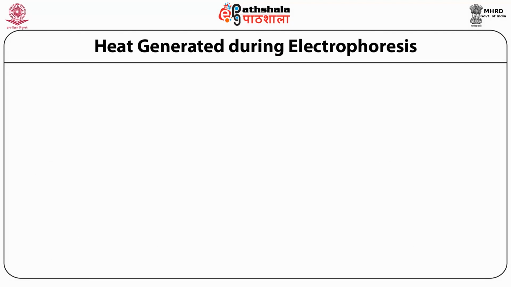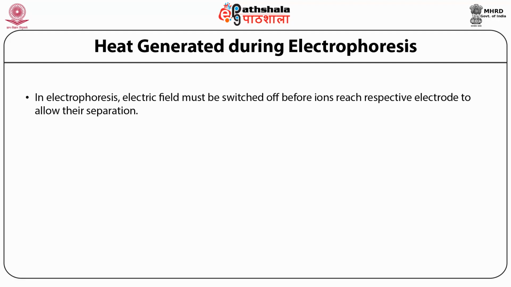In this slide, our focus will be to make you understand how much heat can be generated during electrophoresis. Besides that, we will also link this process to understand the various factors on which the heat generated can be controlled. In electrophoresis, I am repeating again, the electric current is switched off before these ions reach the respective electrodes.